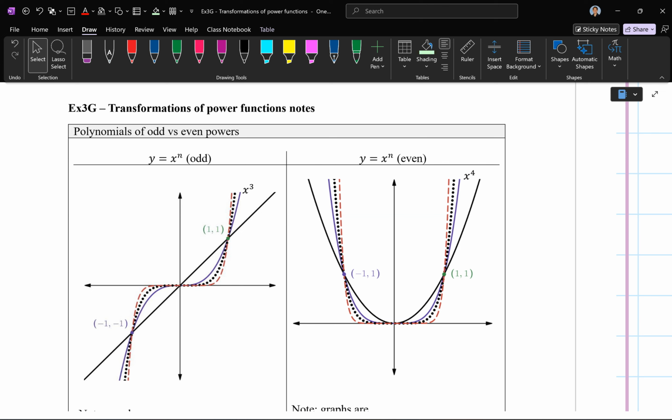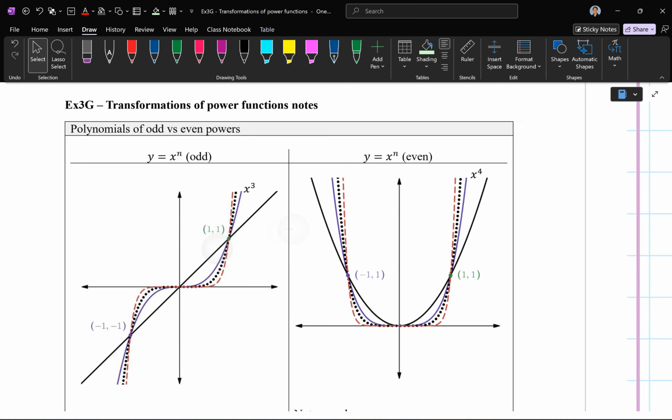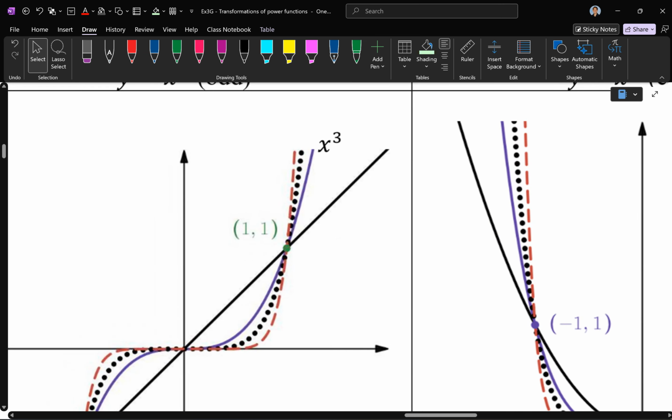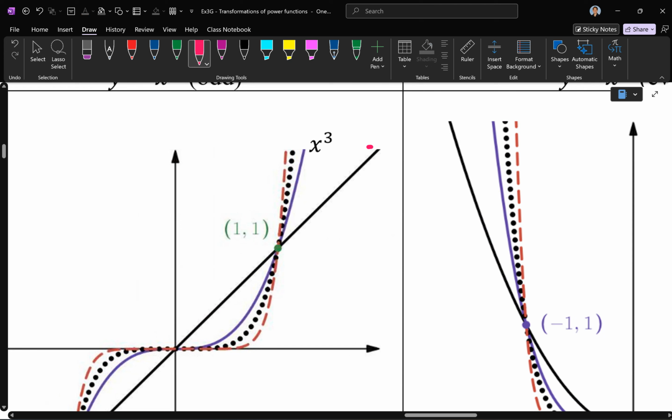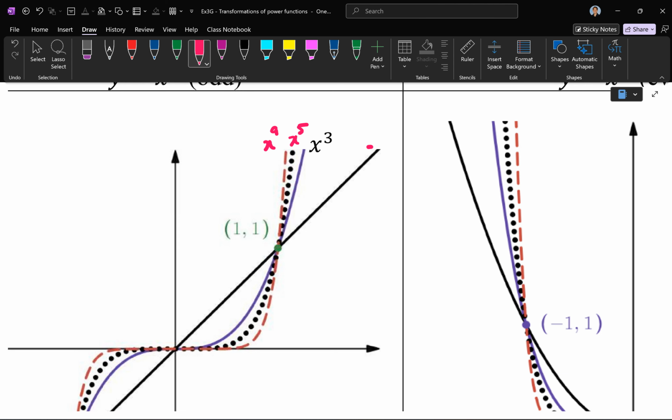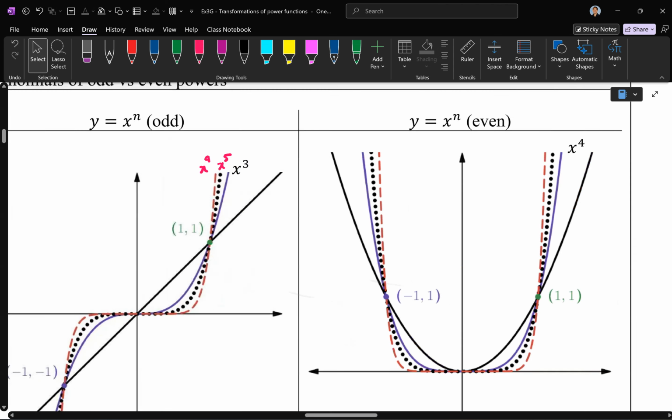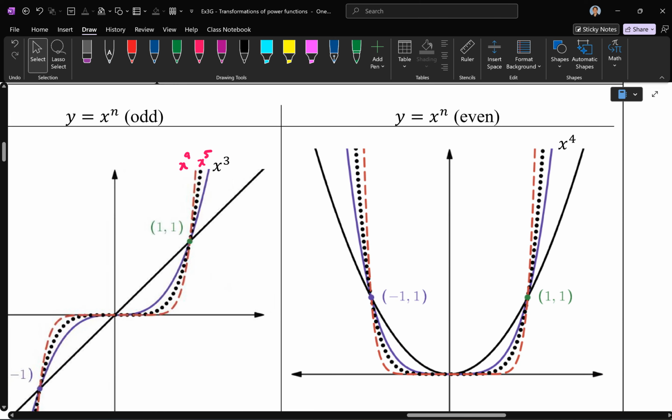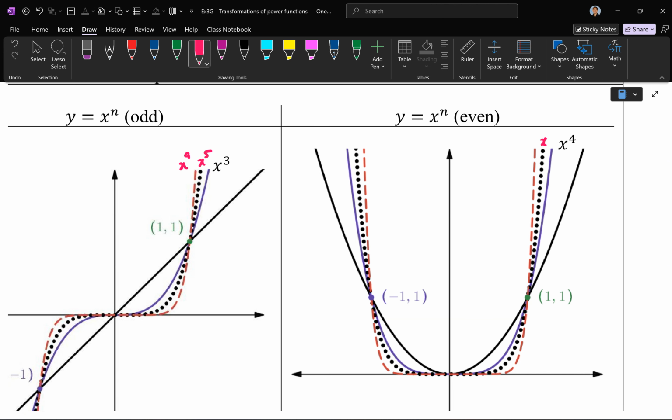So when you have whole numbers like x cubed, what I actually typed into the Desmos was x to the power of 5, and then I went to x to the power of 9. Versus on this other side, it was x to the power of 4, this is x squared by the way, then I went to 6, and then went to 8. Okay?